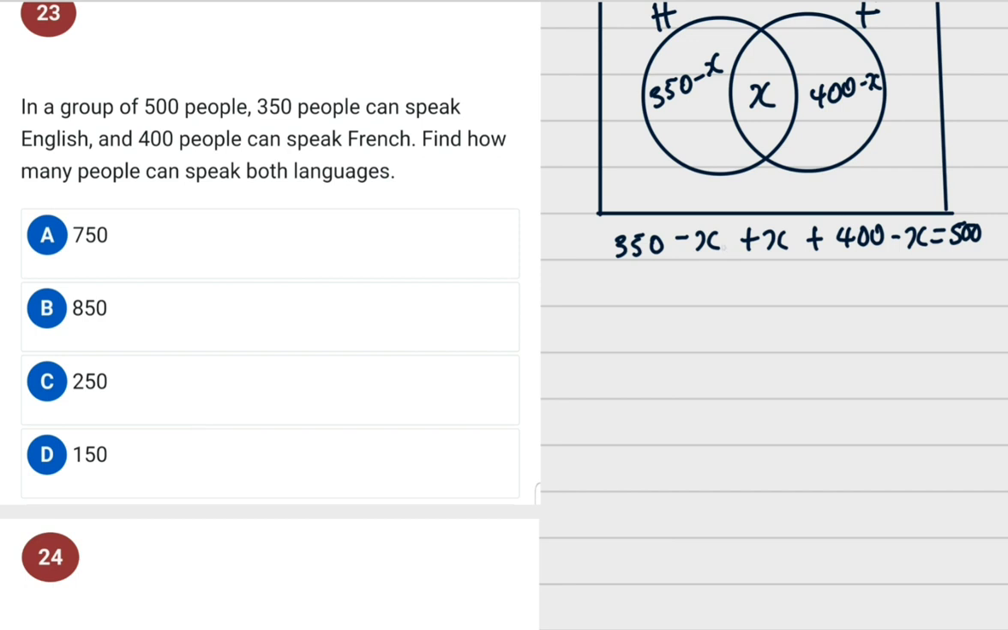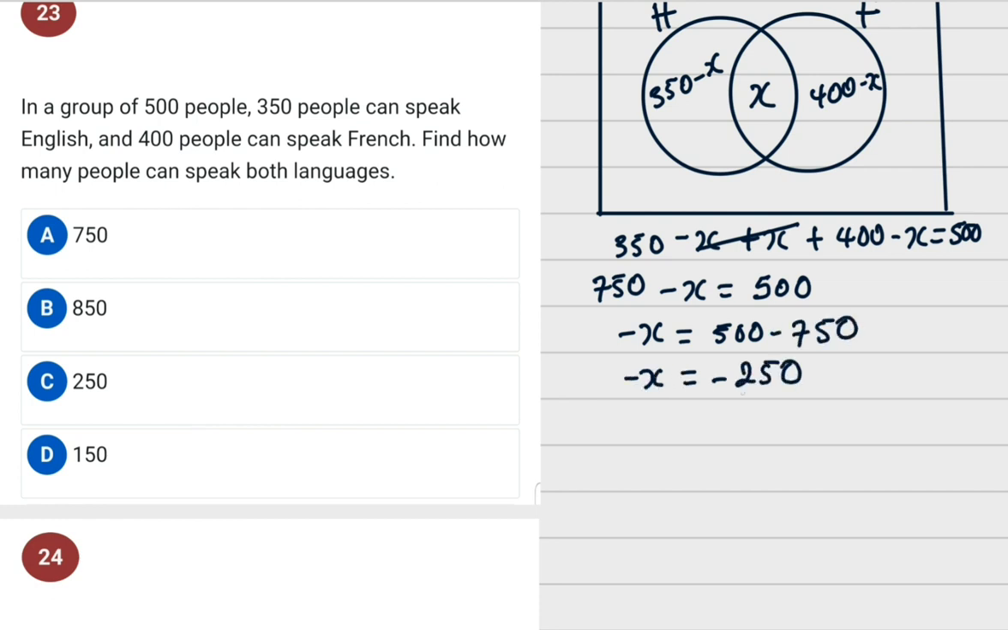Now, these two cancel out. So you have 750 minus x is equals to 500. Okay, let me write it well. It's equals to 500. So that minus x will be 500 minus 750 minus x is equals to minus 250. So x is equals to 250.